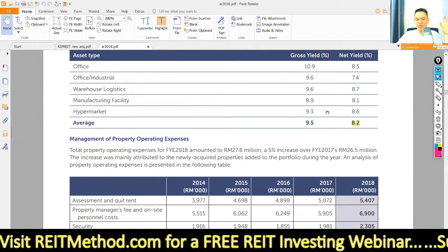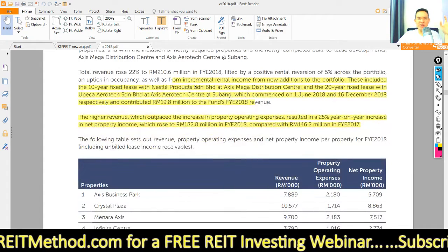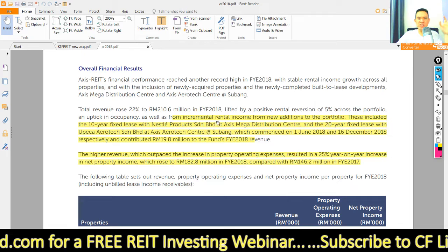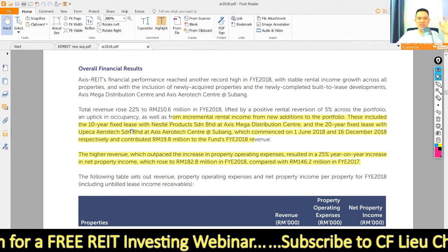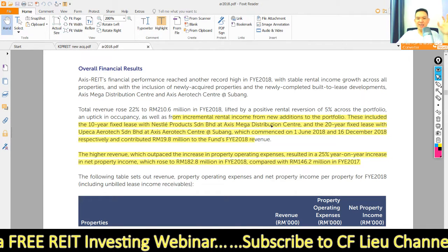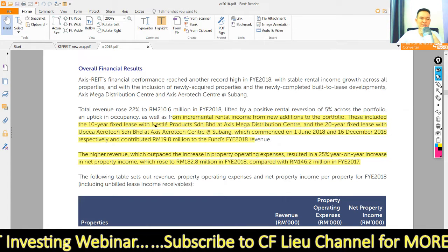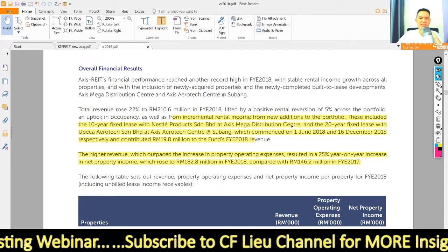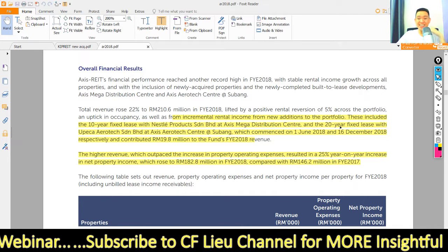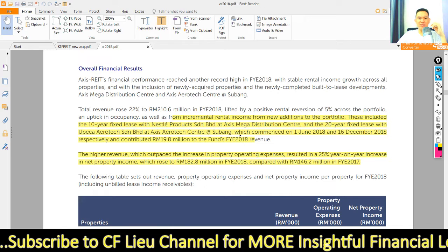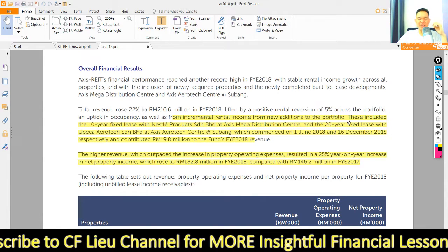This is page 58. On page 59, I've highlighted something over here. Revenue rose, with a positive 5% rental reversion, an increase from rental. This includes a 10 years fixed lease with Nestle. I think, if I'm not mistaken, they built it custom for Nestle, the AXIS Mega Distribution Center, with a 10 years fixed lease, and this one is on 20 years.